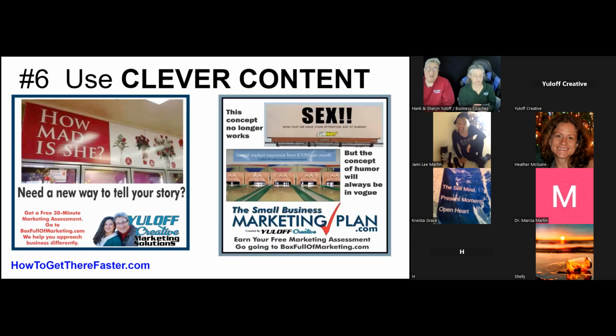Clever content is even better. At a flower store, how mad is she? And it shows, you get her a single rose. I love that one. So it's a good way to tell your story, and it does make people smile. Whenever that gets posted, we get good response from it. The one on the right is one of Sharyn's favorites. The bottom one, the bowling alley. I think that's awesome, where when you're knocking down pins, it promotes dental implants. I think that's just cool. So have fun, and clever content is always good.